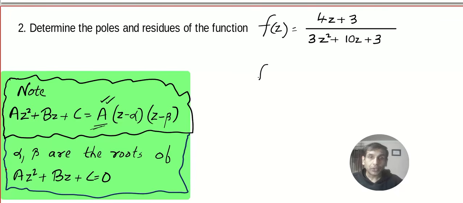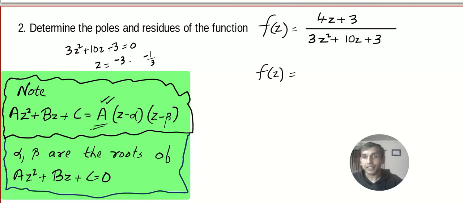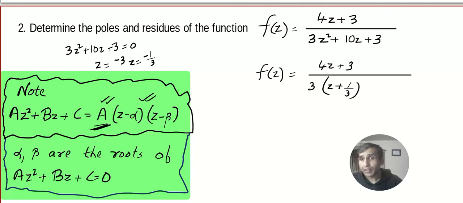Okay, so I'm going to factorize the denominator. I took my calculator and I typed the equation like this in the calculator. And my calculator gave me the roots to be minus 3 and minus 1 by 3. So this function can be written as 3 multiplied by z plus 1 by 3. I'm applying this factorization technique. Don't forget this. The coefficient of the highest power should be there.